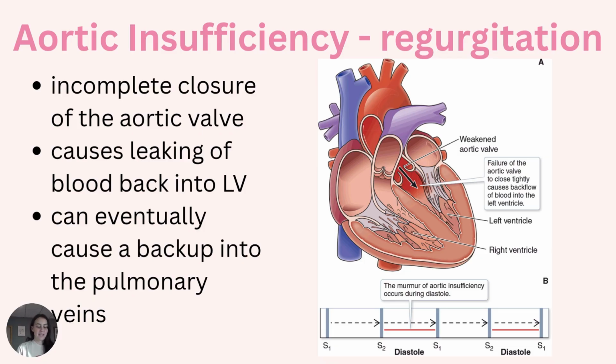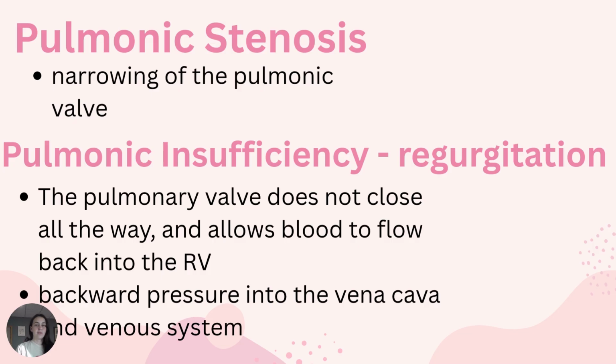Next, we have pulmonic stenosis and pulmonic insufficiency. Pulmonic stenosis is narrowing of the pulmonic valve. The blood isn't going to be able to get through well enough, so the heart is going to have to work harder.